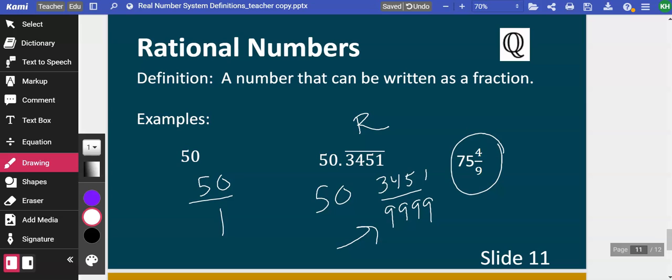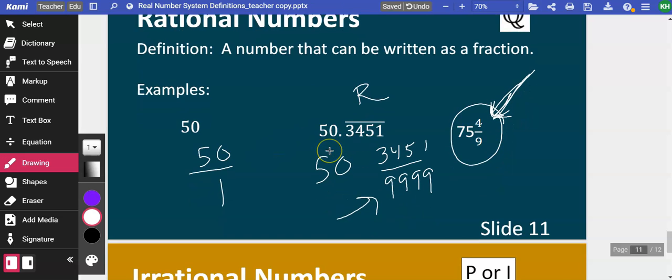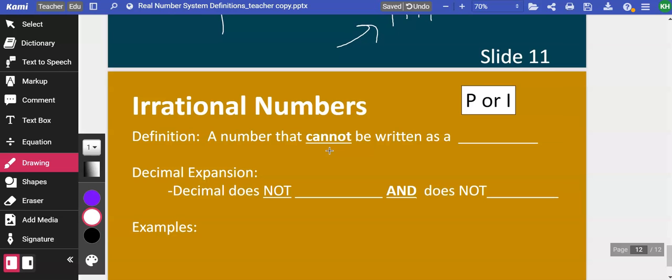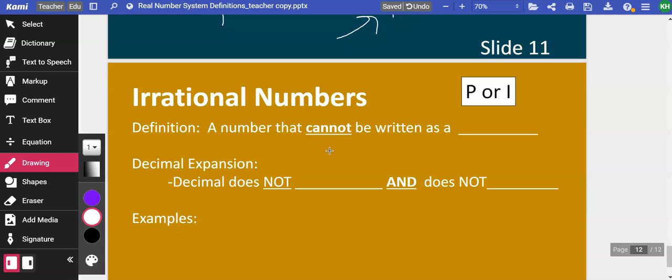And then this is already written as a fraction. I mean, technically it's a mixed number, but it contains a fraction. This could be changed to an improper fraction as well. So we know that each of these are rational numbers because they can be written as fractions. Which brings us to irrational numbers. And irrational numbers are numbers that cannot be written as a fraction.